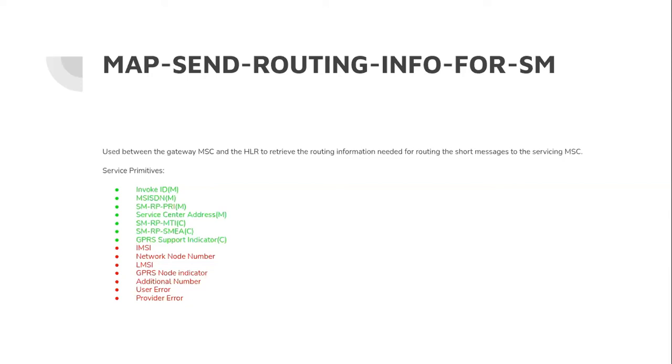Now, what comes back as a response? One is the IMSI. Two is the network node number. So in this case, if you are dealing with the MSC, then that is the MSC number. Then another one is the LMSI, and then you have the GPRS node indicator. We have an additional number. You have a user error, provider error. Remember the U and the P that we discussed when we were starting the presentation. Now, once the SRI is sent, you get a response, which we've discussed: IMSI, the network node number, and all that.